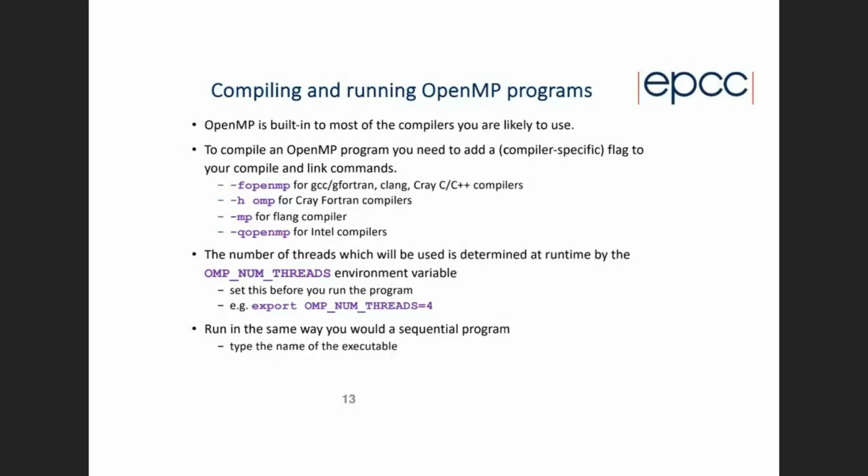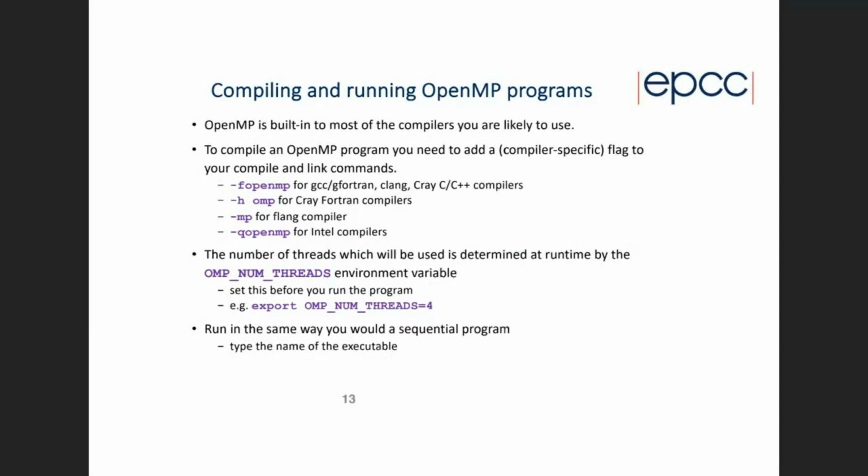To compile an OpenMP program, you need to add a flag to your compile and link commands. That flag is specific to the compiler. For example, it's -fopenmp for GCC or gfortran, for Clang, for the Cray C++ compilers. Other compilers are different. It's -h omp for Cray Fortran, -mp for Clang, -qopenmp for Intel compilers. If you're using some unusual compiler, you just have to read the documentation and figure out what that flag is to enable OpenMP.